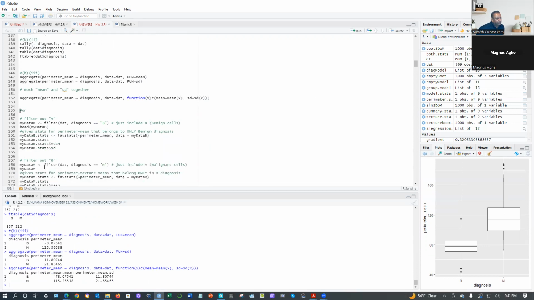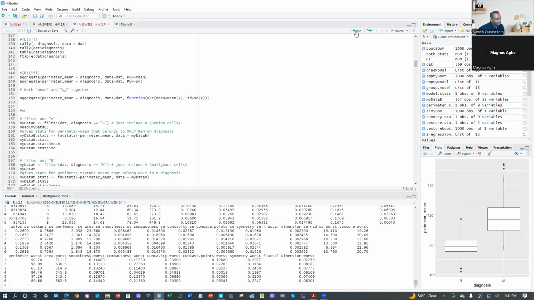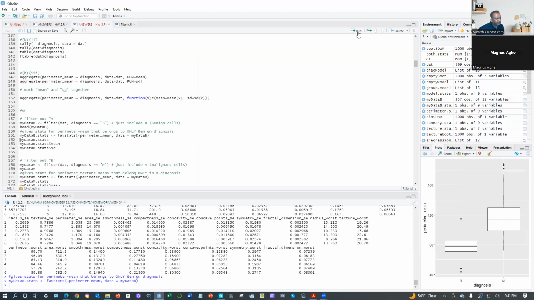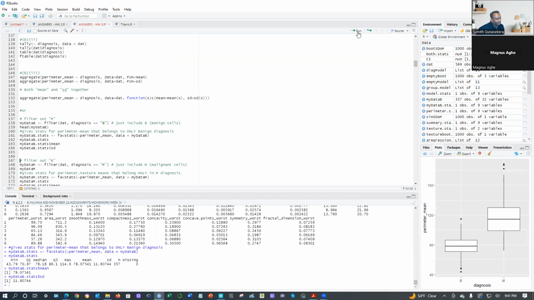Or you can do it this way. You're going to filter out malignant ones. Keep the benign cells. Include only benign. I need to go to the diagnosis. Say keep the benign. And then head. These are the data, my data benign, and they give the stats for perimeter mean that belongs only to benign diagnosis. Get the statistics for the benign people. My data stat. Go to the mean. Go to the standard deviation.